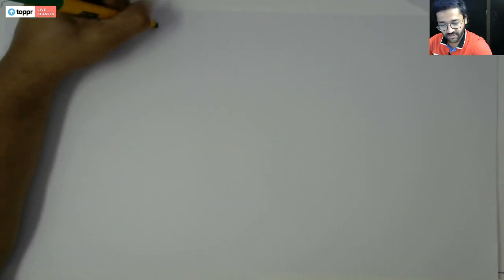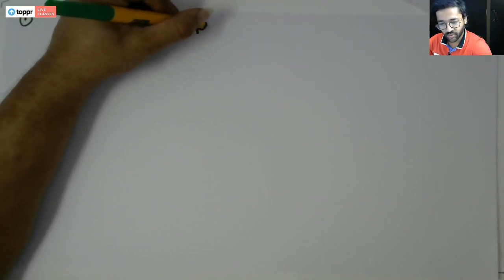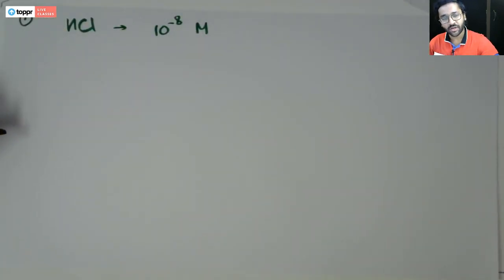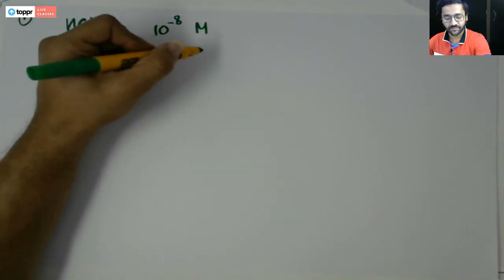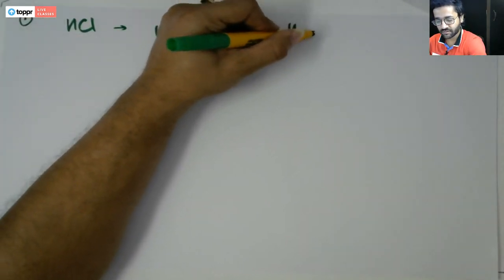So, if I am given an HCl solution whose concentration is 10 raised to the power minus 8 molar, and I am asked to calculate the pH of the solution, then how do I calculate the pH of the solution? Alright, let's see. The pH is what we have to find.